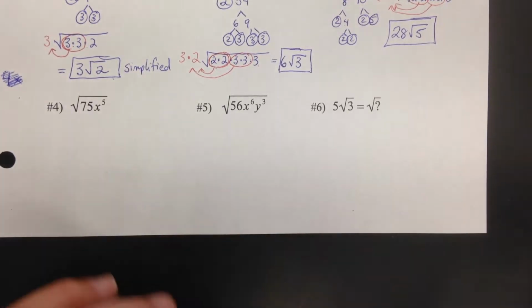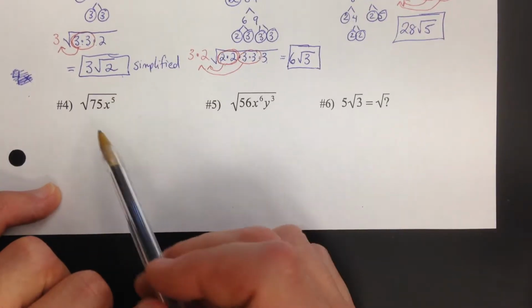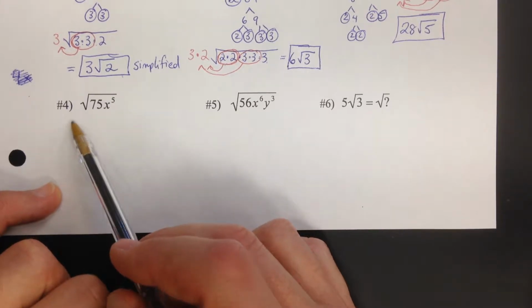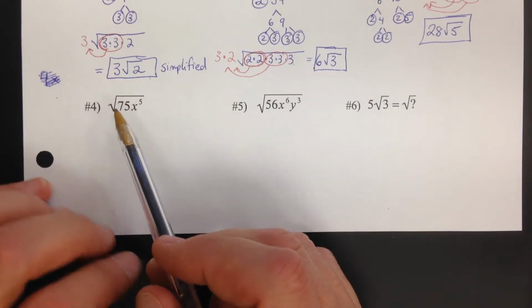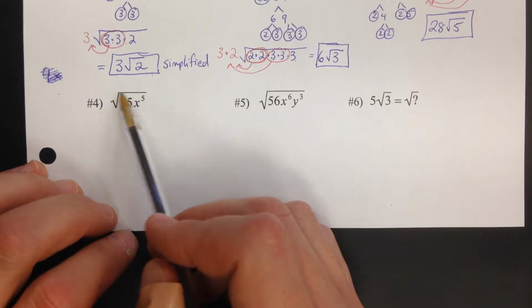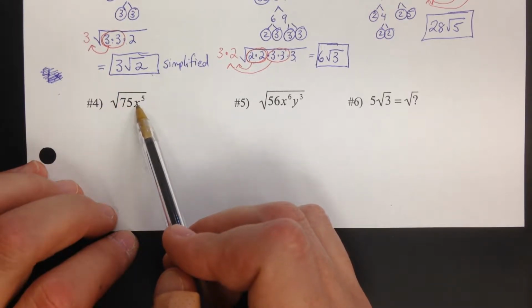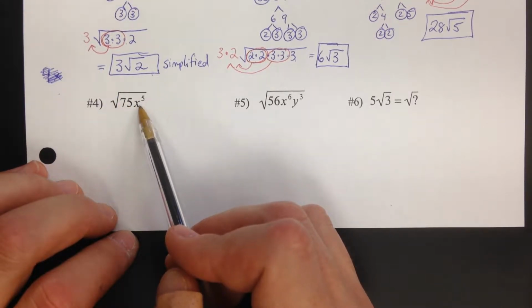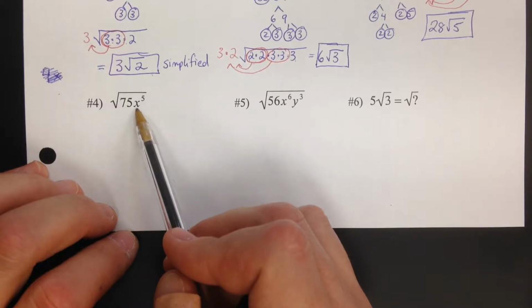Okay, welcome back. We are up to part two in the notes, and we're going to start off here with example number four. We're going to continue where we left off. Now, square root 75, x raised to the fifth. Now we're dealing with a variable.